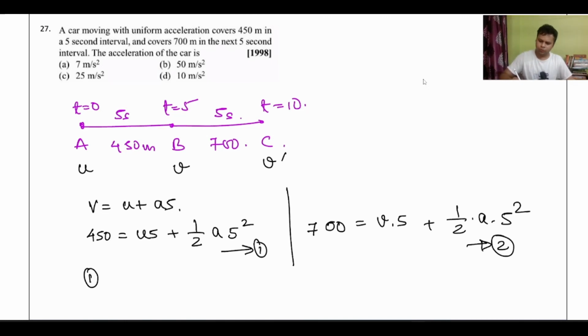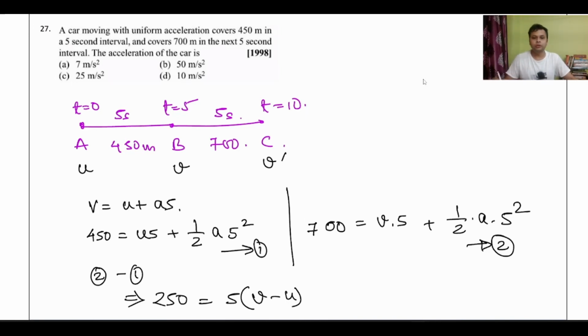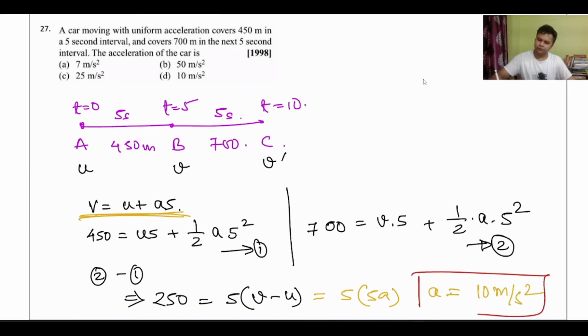So let me do 2 minus 1. 700 minus 450, that is equal to 250, is equal to 5 times (v minus u), plus half a 5 square minus half a 5 square, which gets cancelled out. So v minus u, you can find from the first equation: v minus u is a into 5. So this is equal to 5 into 5a, which is 25a. So what is the value of a from here? a is equal to 10 meter per second square. This is your required answer.